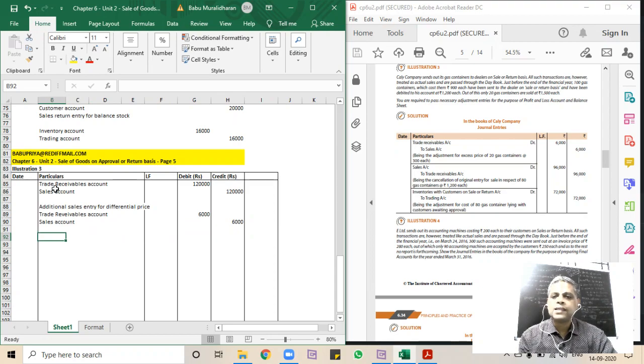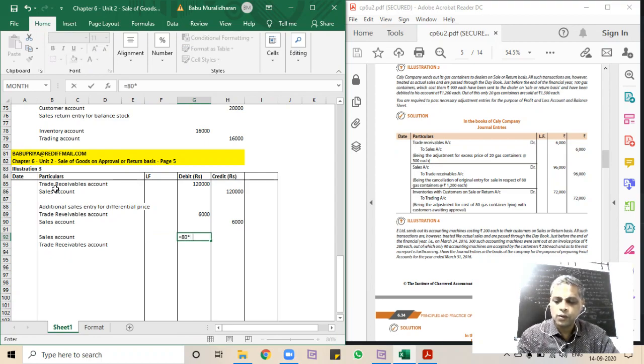Then the balance 80 is still not sold and the balance is left in stock. So we have to reverse this sales entry for the 80 cases. Reverse sales is sales account debit to trade receivables account. Sales account debit to trade receivables account. This will be for 80 containers into 1200 rupees, which is 96,000 rupees.